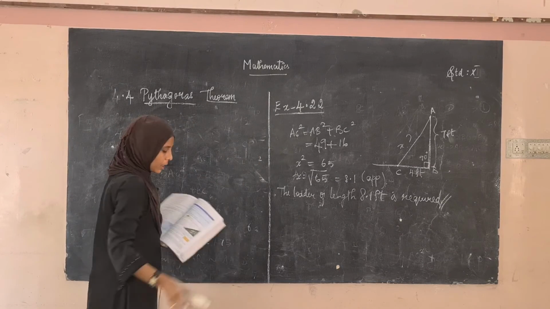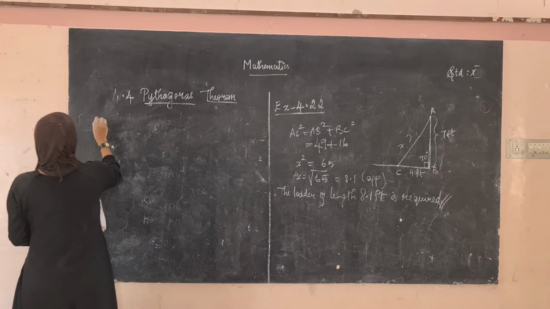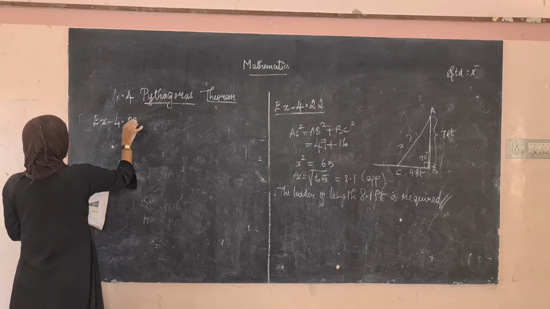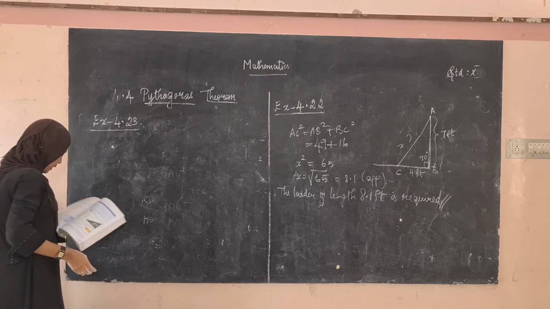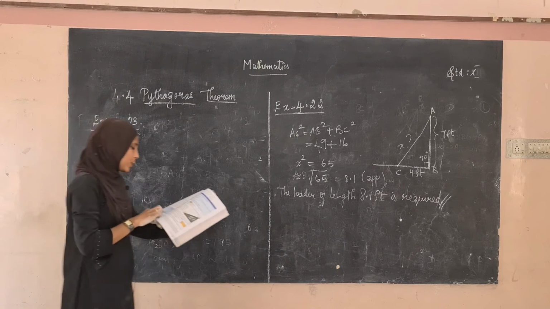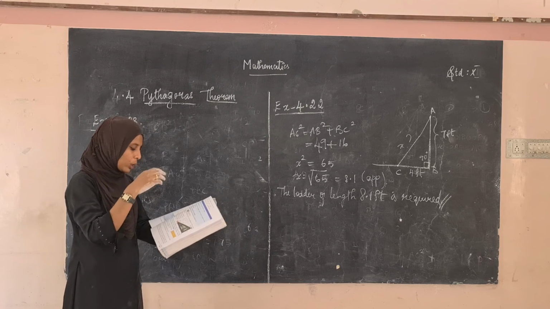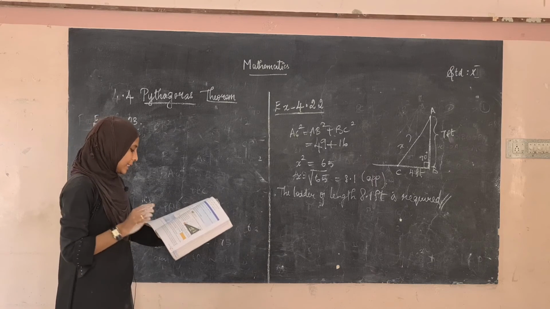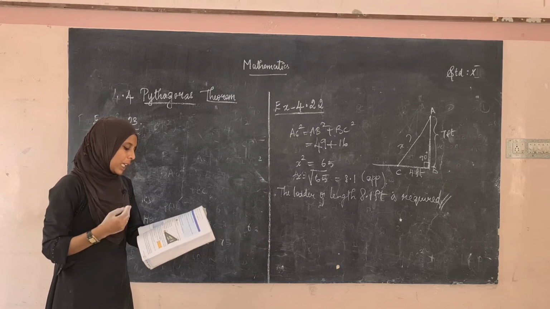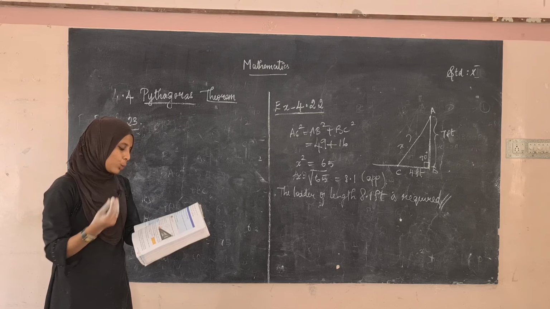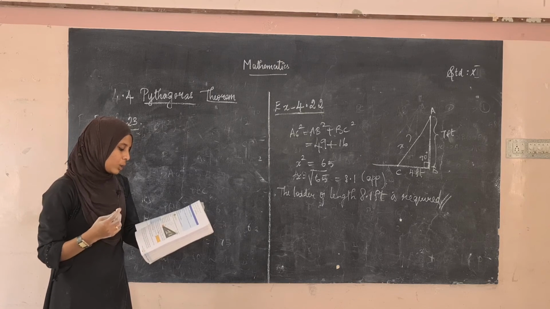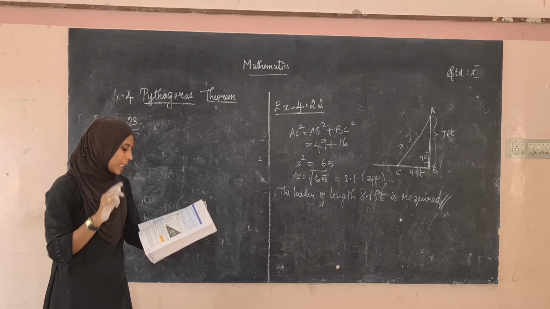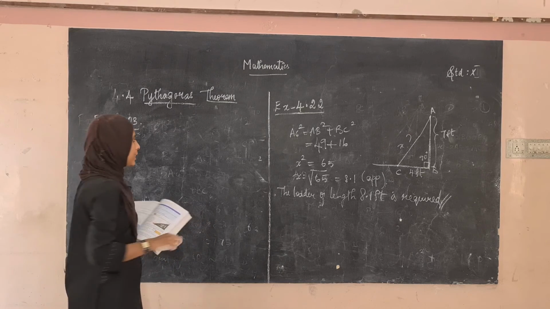Example number 4.23. An aeroplane leaves an airport and flies due north at a speed of 1,000 km per hour. At the same time, another aeroplane leaves the same airport and flies due west at a speed of 1,200 km per hour. How far apart will the two planes be after 1.5 hours?